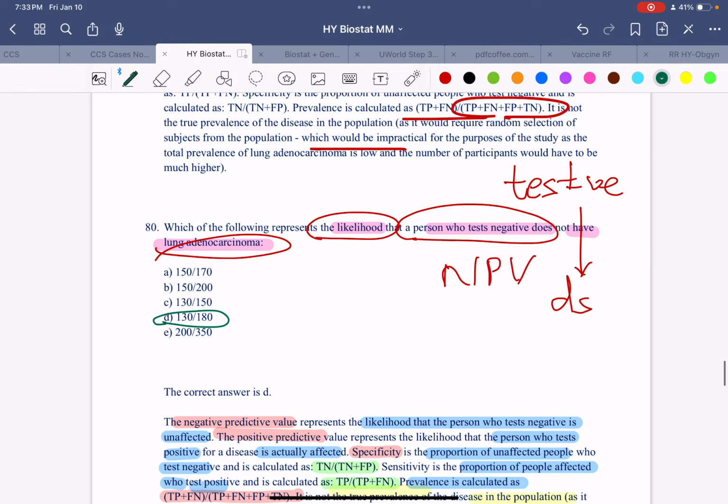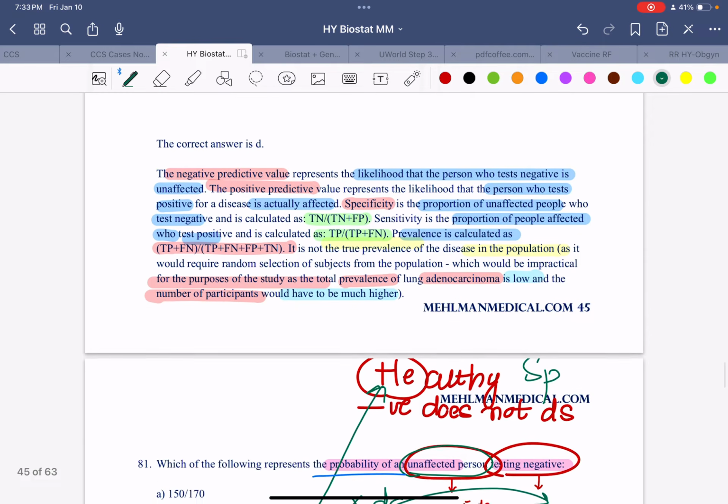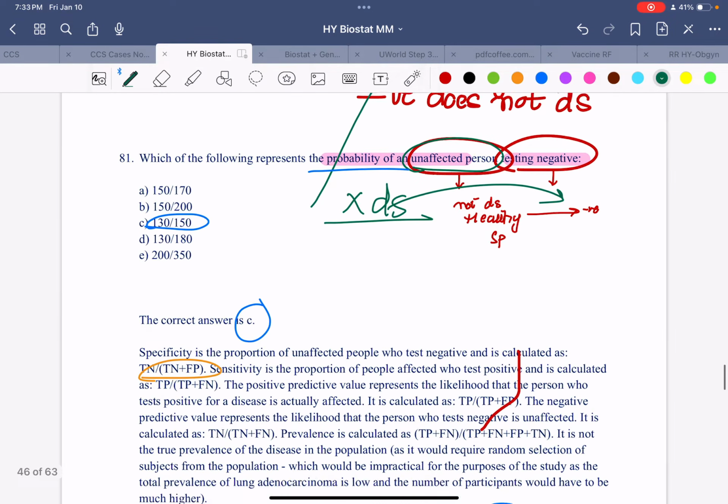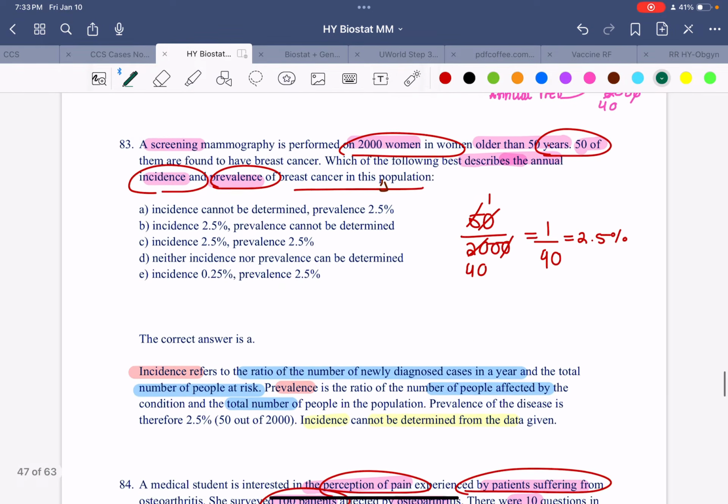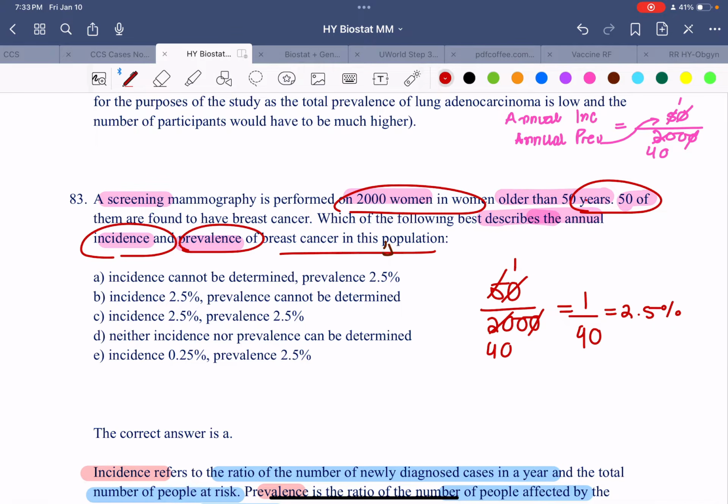Question number 83. A screening mammography is performed in which there are a total of 2,000 women, so that's a total population older than 50 years. 50 of them have been found to have breast cancer. Which of the following describes the annual incidence and prevalence of breast cancer in this particular population?